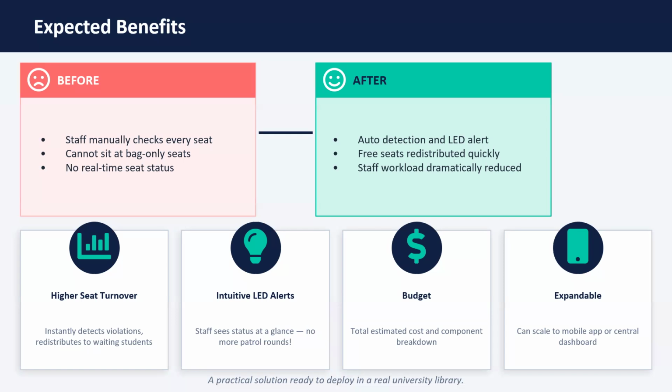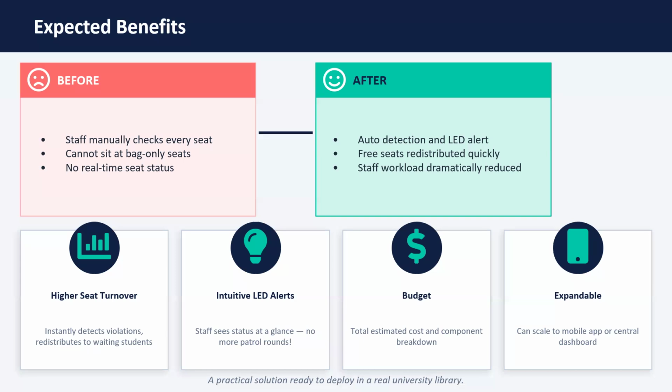However, after introducing our system, the after stage brings a complete transformation. First, the system features auto detection and an LED alert system. This ensures that unoccupied or violated seats are redistributed quickly to waiting students. Most importantly, the workload for our library staff will be dramatically reduced.